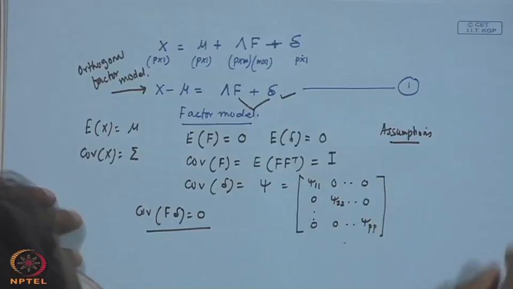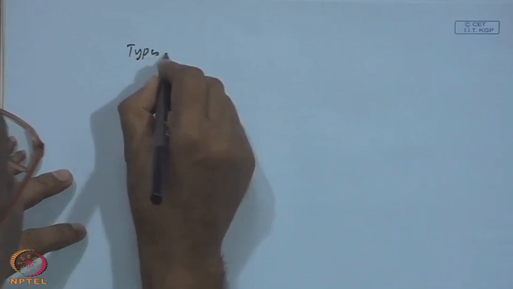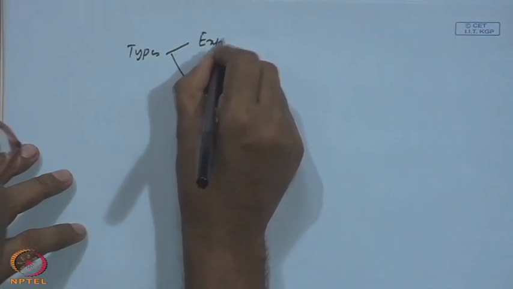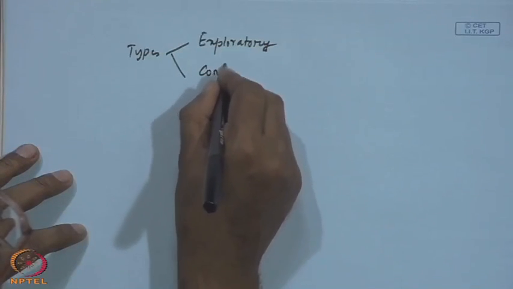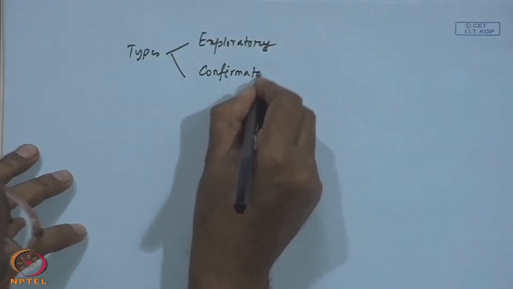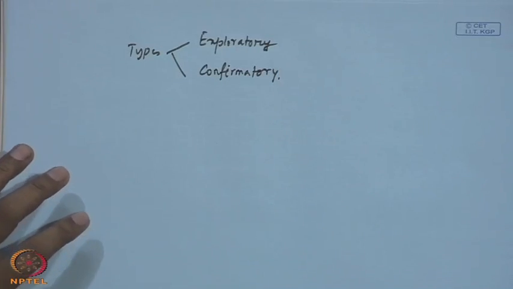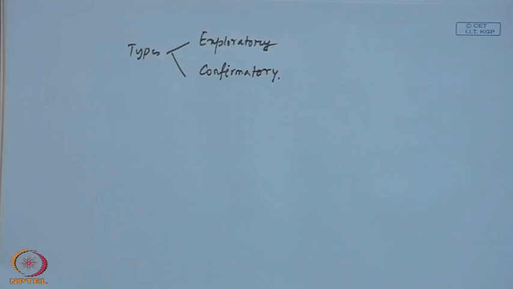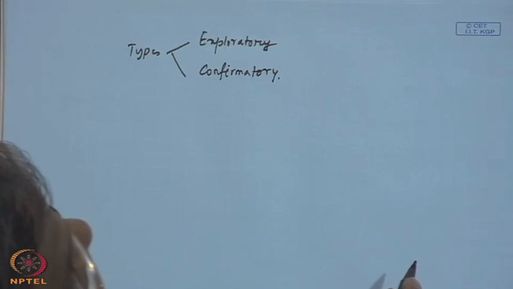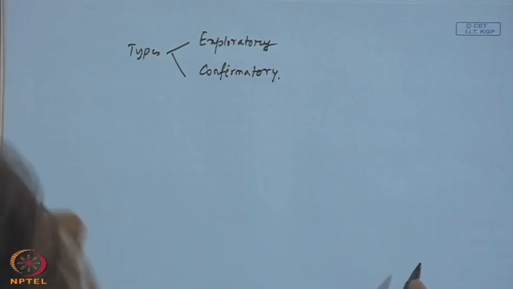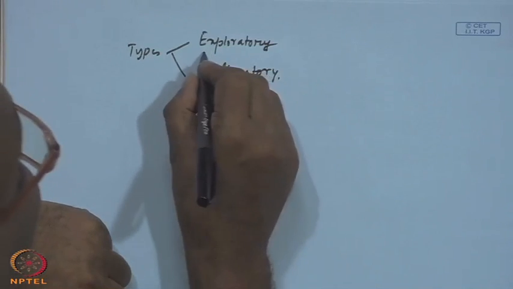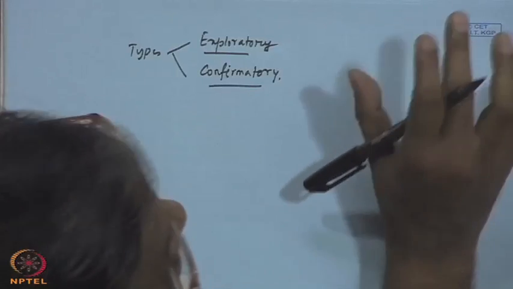This is one. The second important concept here is the types of factor model. Types: one is the exploratory factor model, another one is the confirmatory factor model. Okay. Exploratory and confirmatory factor model. What is exploratory and what is confirmatory? What is the difference between these two?